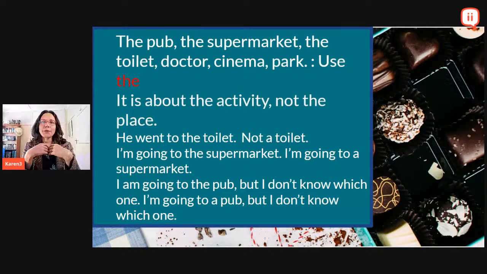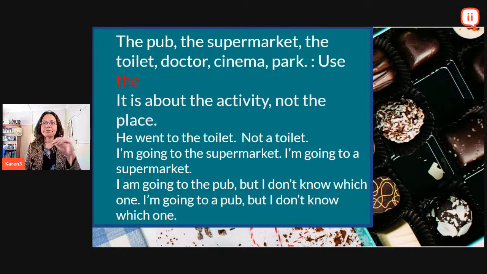I'm going to the cinema. I'm actually going to see a movie. I'm going to the park. I'm going to go for a walk, I'm going for a picnic, I'm going to enjoy the open air. We use the with these specific words. There may be some other words that I haven't included, but these are ones that we definitely use the in front of.